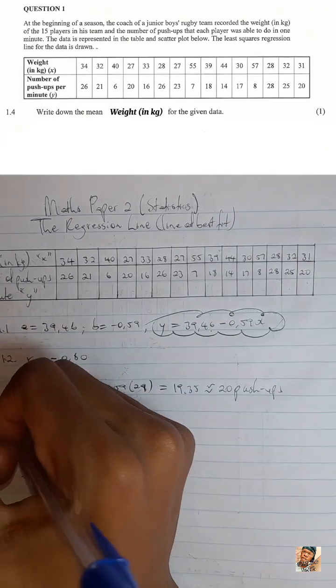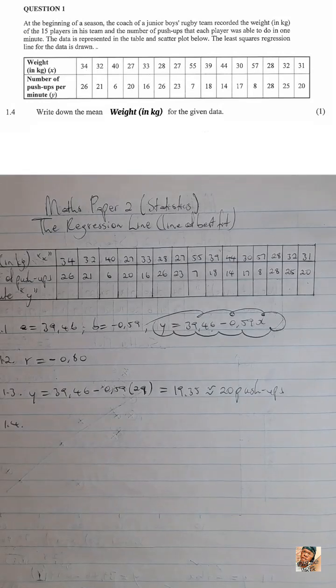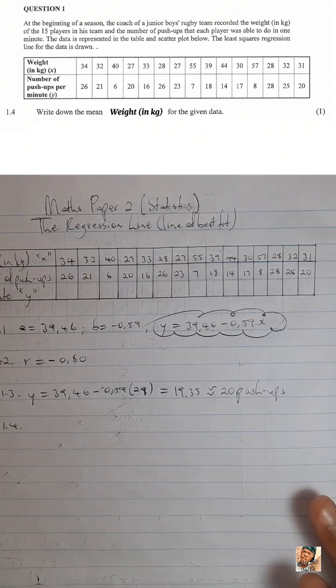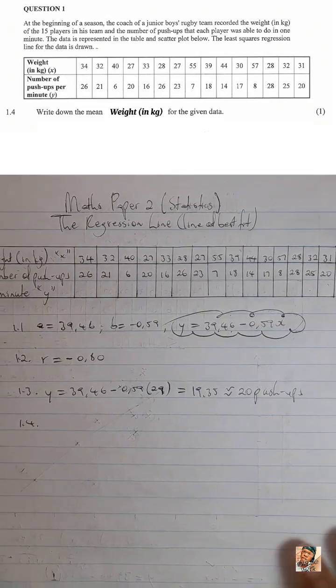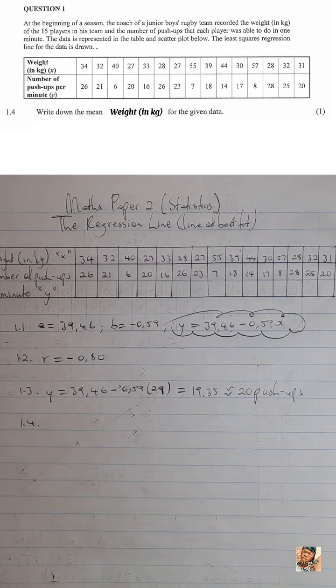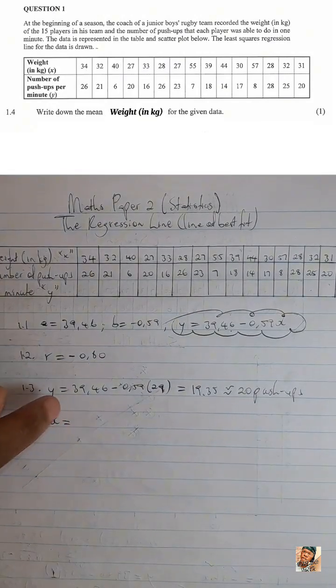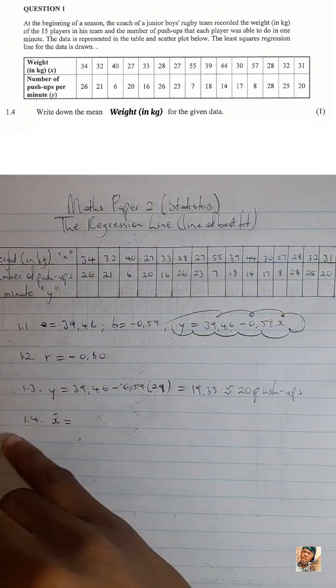Right, now let's go to 1.4. So 1.4 says, write down the mean number of push-ups for the given data. So first of all, they said write down. They did not say calculate. If they said calculate the mean, then we would say the mean is equal to the sum of the data values divided by the number of data values.